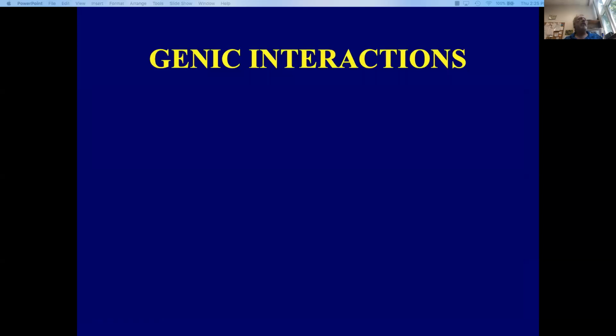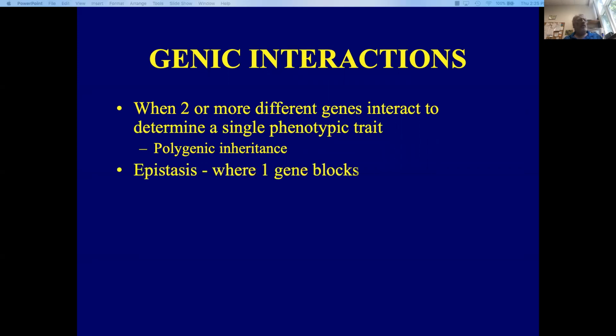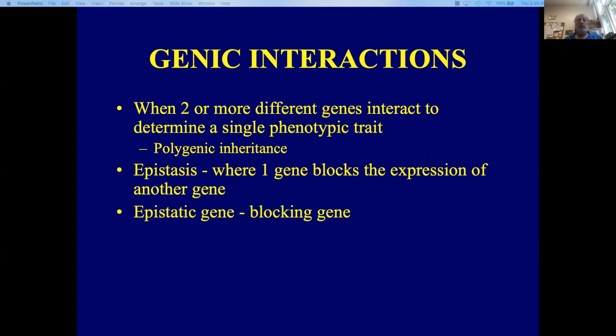Moving on to genic interactions. So this is when 2 or more genes interact to determine a single phenotypic trait. We call this polygenic inheritance, and there are many, many examples of it. One specialized example we'll discuss is called epistasis, where one gene blocks expression of another gene. The epistatic gene is the blocking gene, and the hypostatic gene is the gene that gets blocked.